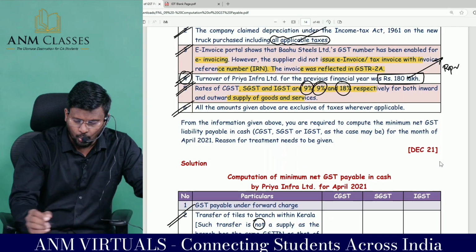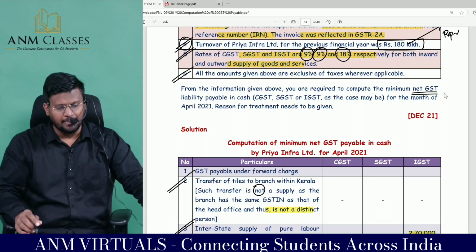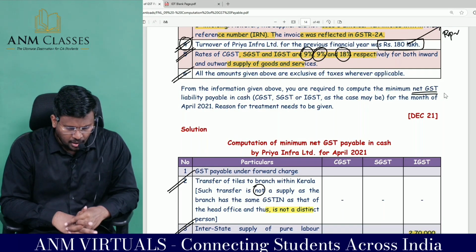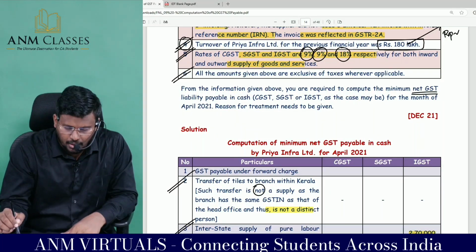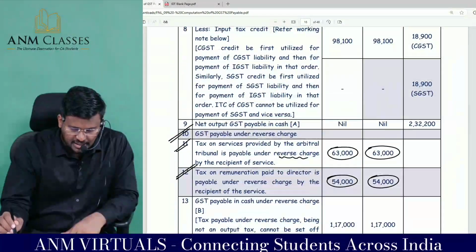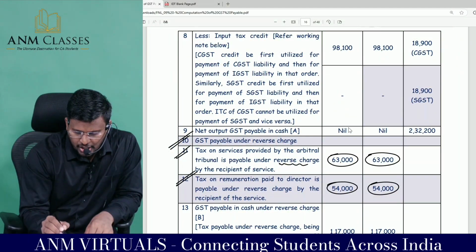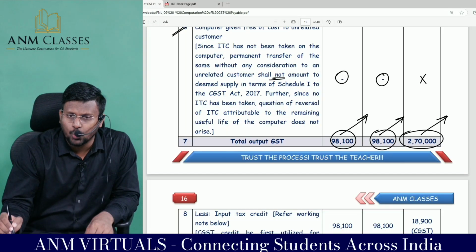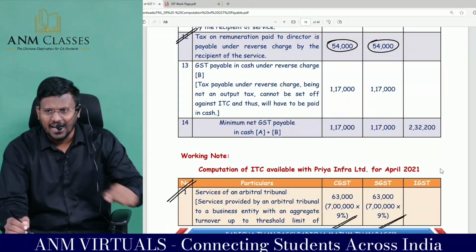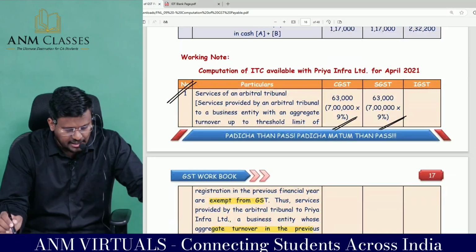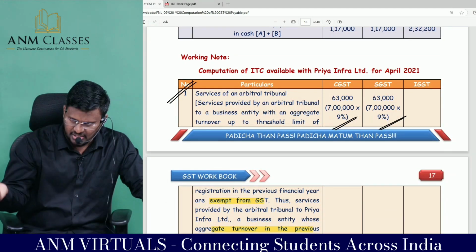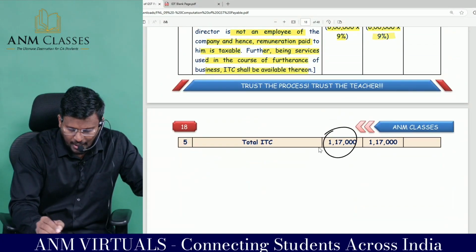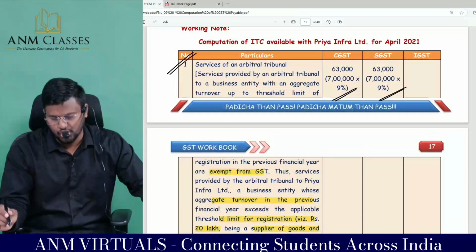From the information given above, you are required to compute the minimum net GST liability payable in cash, CGST, SGST, IGST for the month of April. Reasons for treatment need to be given. So we have already finalized the net output tax collected: 98,100, 98,100 and 2 lakh 70,000. Against that, can we claim ITC? Yes, sir. ITC includes whatever tax we have paid on purchases plus whatever tax we are supposed to pay on RCM. The total ITC amount comes to 1,17,000, 1,17,000 and nil.